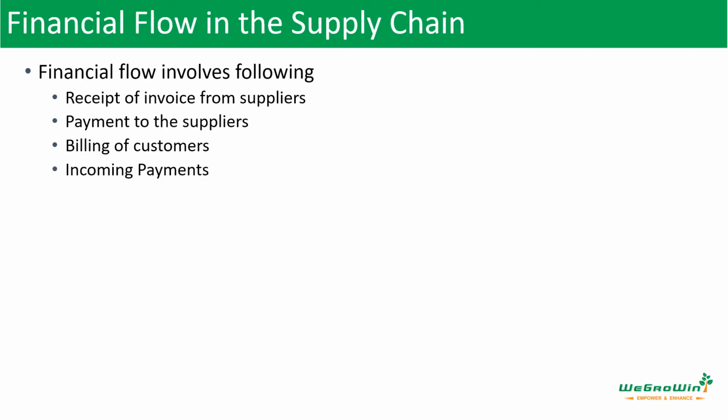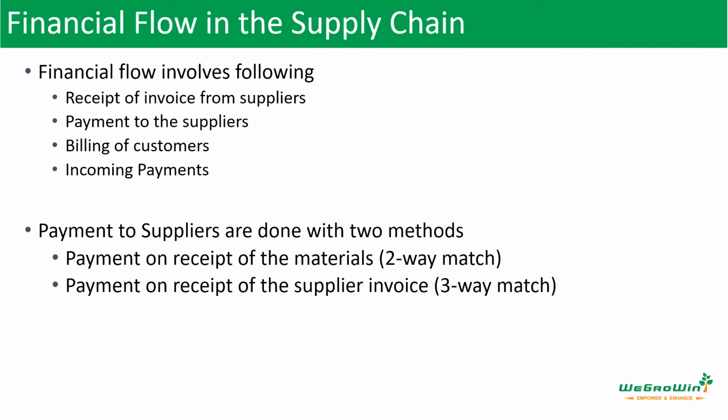Financial flow involves the following: receipt of invoice from suppliers, payment to the suppliers, billing to the customers, and incoming payments. Payments to the suppliers are done in two methods. One is called two-way match, another is called three-way match. Two-way match means the payment is done by comparing the purchase order and the invoice received from the supplier. Three-way match means it is comparing the purchase order, the invoice received from the supplier, and also the goods receipt, all these three.